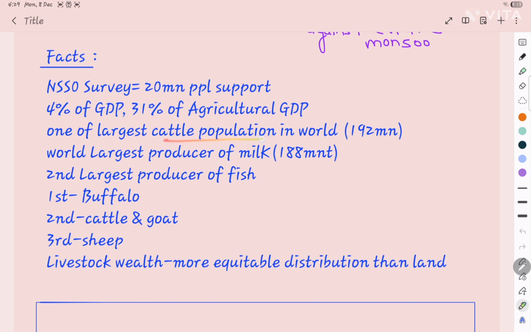The second one is shrinking and degrading pastures. That led to limited fodder. If there is not much fodder available, we already have very little nutritional availability for cattle. The second problem is shrinking and degrading pastures, which ultimately led to limited fodder.